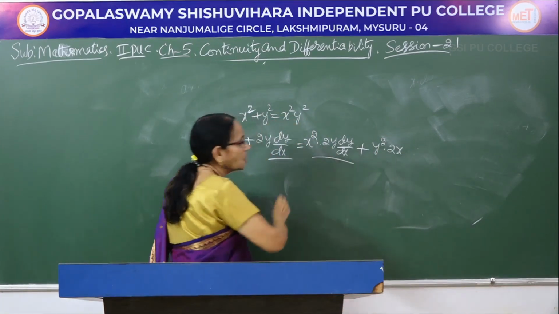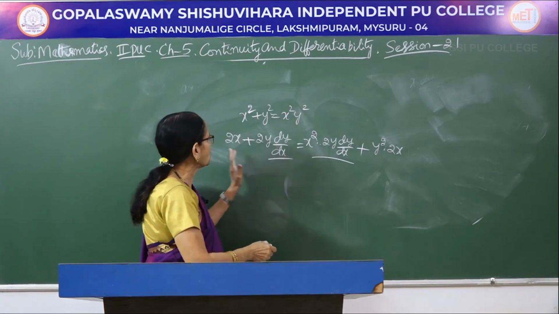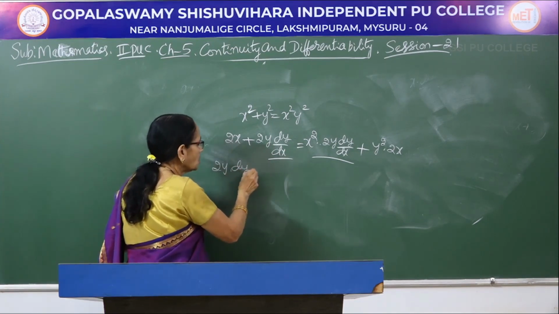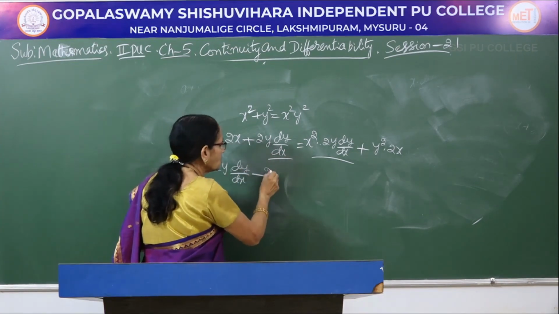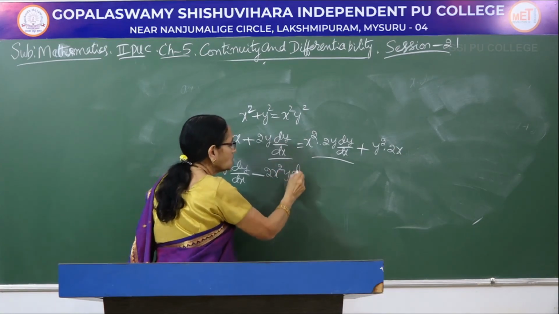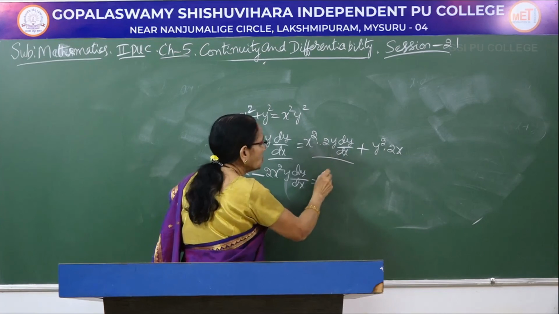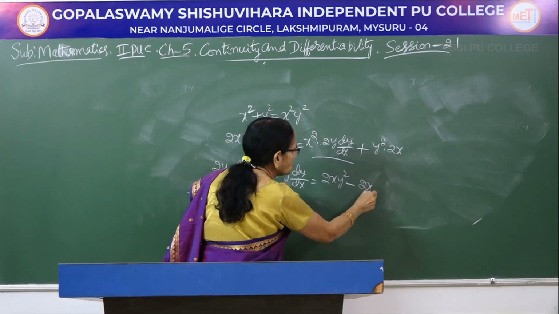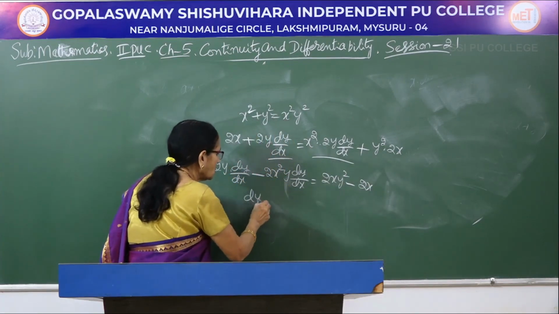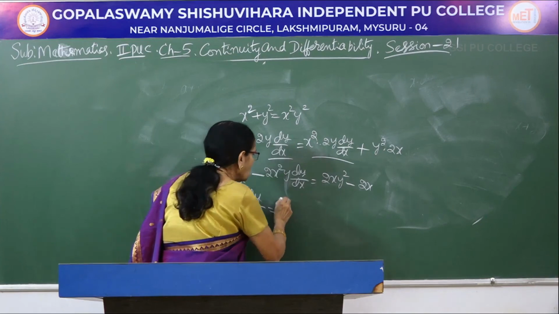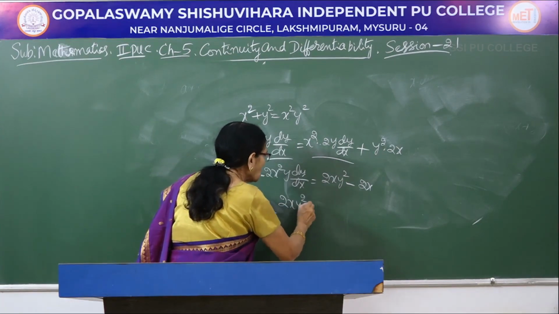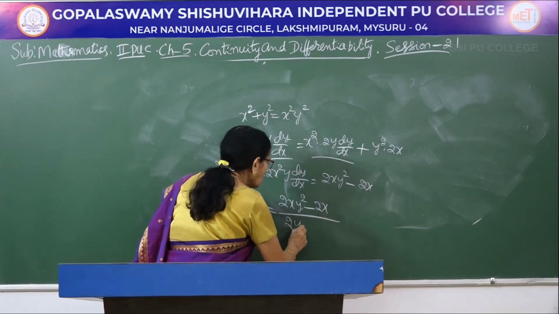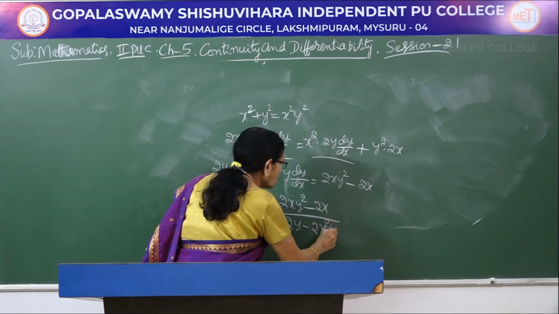So these two terms contain dy by dx. Shift them to the left hand side, and shift the other to the right hand side. That becomes 2y into dy by dx minus 2x square y into dy by dx equal to 2xy square minus 2x. Now, taking out the common factor and rearranging the terms, we get the answer: 2xy square minus 2x, whole thing divided by 2y minus 2x square y.